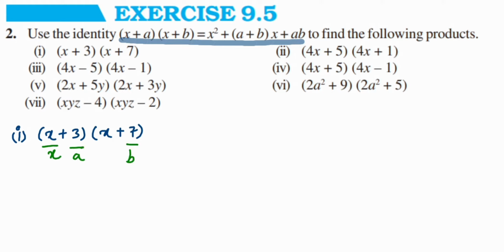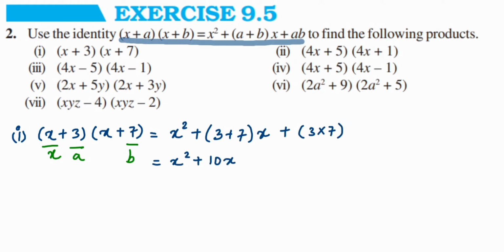Now this will be equal to, I'm just substituting in this identity, that is the RHS part of it. So this is equal to x² plus (a + b), so in place of a we'll write 3, in place of b we'll write 7, then into x, plus a into b, that is 3 into 7. So this is how you should do for the rest of the problems. So this is equal to x² + 10x + 21. That's it. This is the answer for the first question.